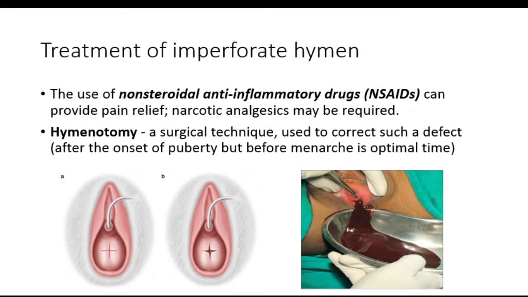Treatment of imperforate hymen usually is very simple. It's surgical. Of course, we can prescribe non-steroidal anti-inflammatory drugs, which are symptomatic, to relieve the pain, painkillers. Sometimes narcotic analgesics are required, but the definitive treatment usually is surgical. We call this procedure a hymenotomy, which you can translate as the incision of the hymen. Usually it is done by an X-shaped incision, and the blood starts to flow out from the vagina immediately.